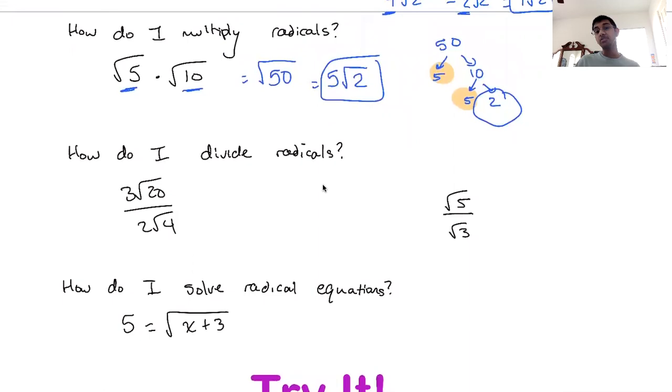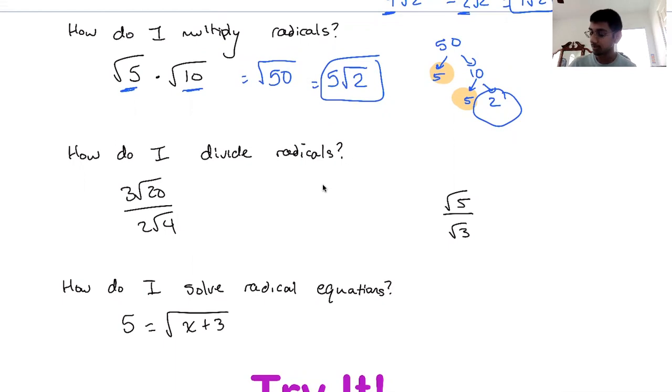So when we're dividing radicals, we're going to be using a very similar thing as well, because now we just have to make sure we know how to simplify everything before we divide. So let's look at this. We have 3 radical 20 divided by 2 radical 4. Okay, so for this one, let's just simplify everything first.